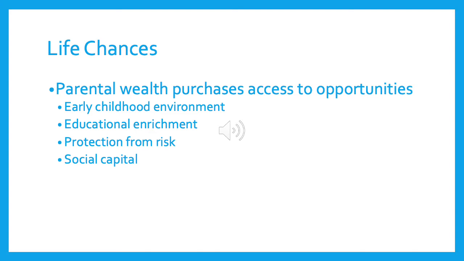Some opportunities are pretty obvious. For example, if your parents have a high power occupation, they can help you network. If your parents have a lot of money, they can send you to really good schools. But some opportunities we don't think about include things like early childhood environment. If your parents have more money, they can afford to provide you with a better, safer, happier, and calmer environment early in your childhood, which can set you up to learn and grow better.